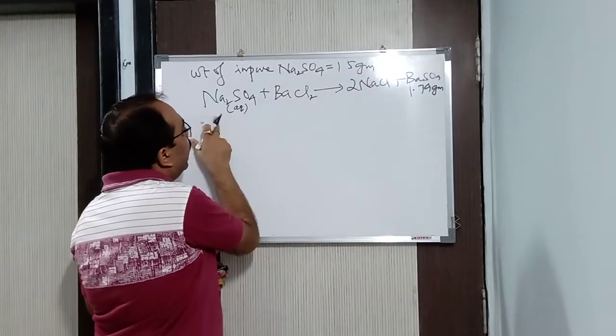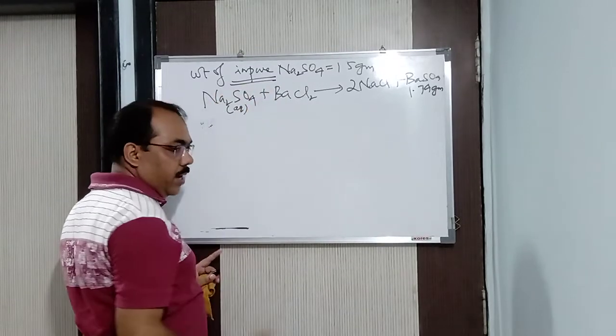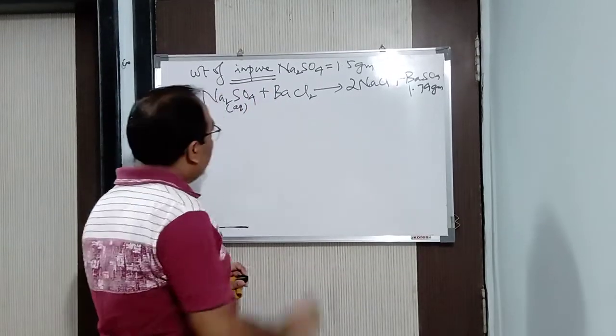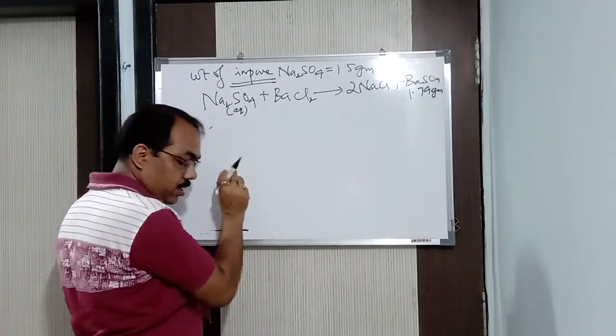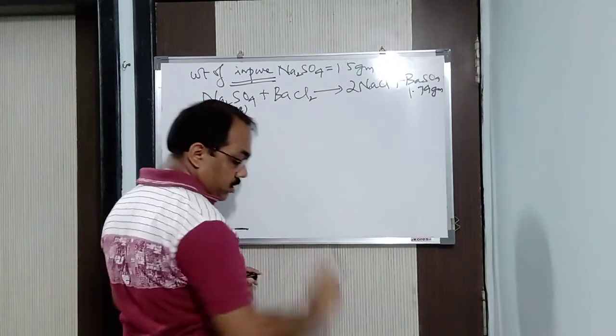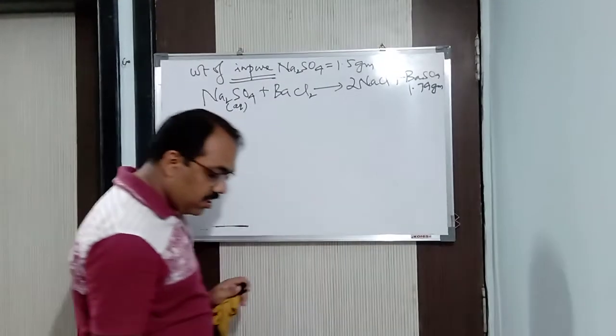Now I will not write here 1.5 gram because what is this? Impure. Mind it. The word is impure. And this is pure sodium sulfate. I am writing Na2SO4, that means pure only I am taking it. Understood? So I am not going to write here. So now that is the purity, I am going to find it out.